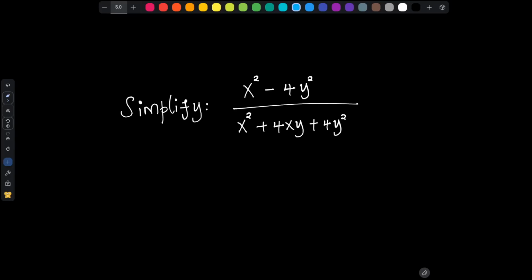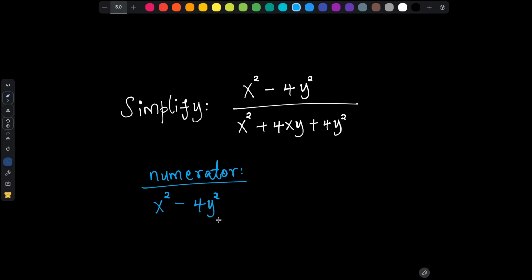Hello. In this question, we are told to simplify this expression. In the numerator, we have x squared minus 4y squared, and in the denominator, we have x squared plus 4xy plus 4y squared. So let's start with the numerator, where we are given x squared minus 4y squared.